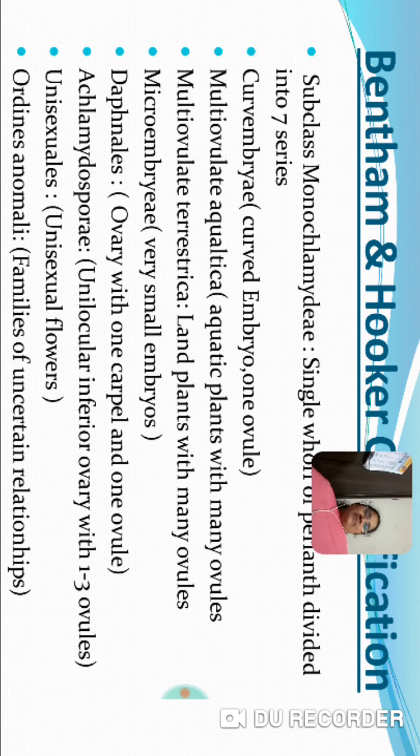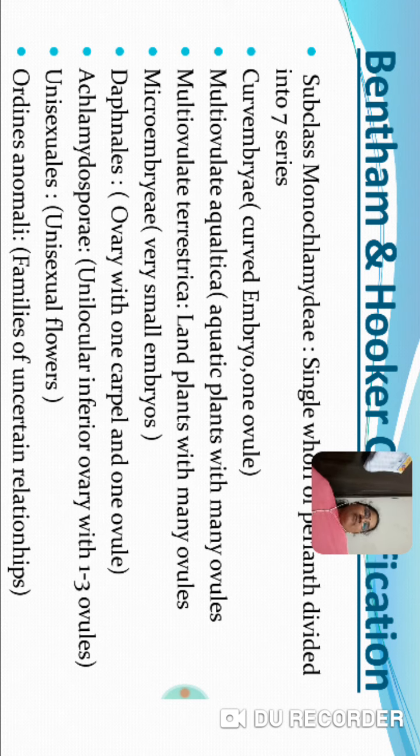Number 1, the first one is the Curvembriae. The name itself is self-explanatory. Curvembryo means curved embryo. The flowers show curved embryos, and the ovary has only one ovule with a curved embryo. All such plants, with flowers showing a curved embryo with one ovule, are placed under Curvembriae.